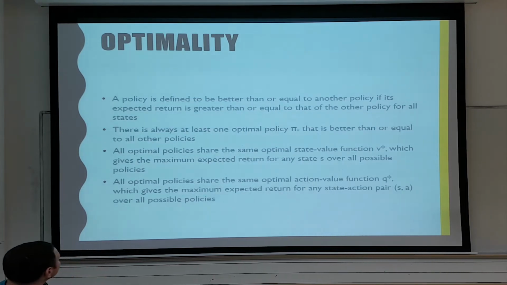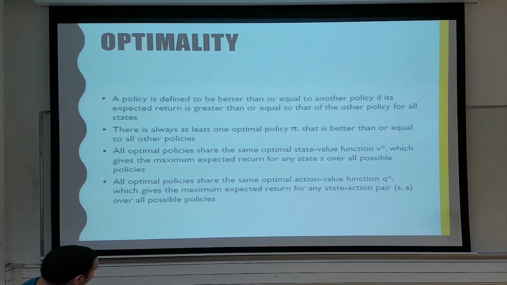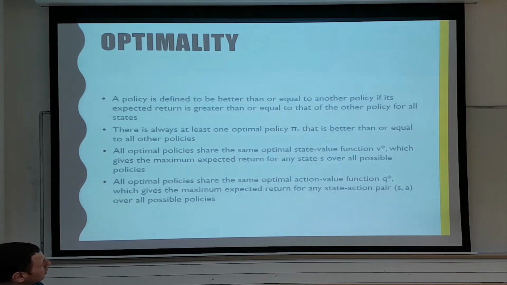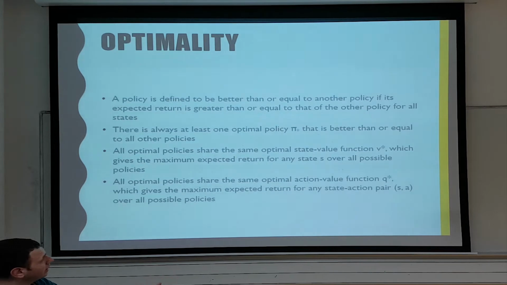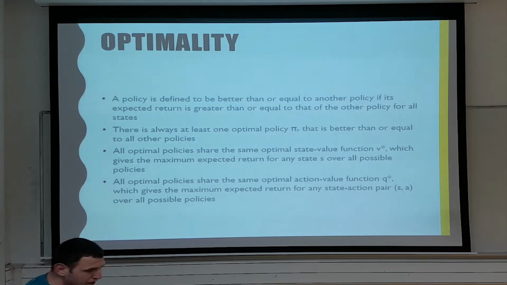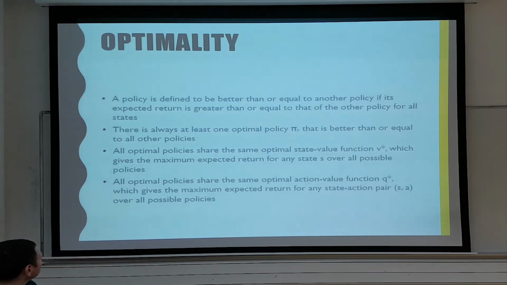Okay. So let's define some formulas. Optimality: a policy is defined to be better than or equal to another policy if its expected return is greater than or equal to that of the other policy for all states. So there is always at least one optimal policy that is better than or equal to all other policies, and you have assurance of that. All optimal policies share the same optimal state value function, V star.